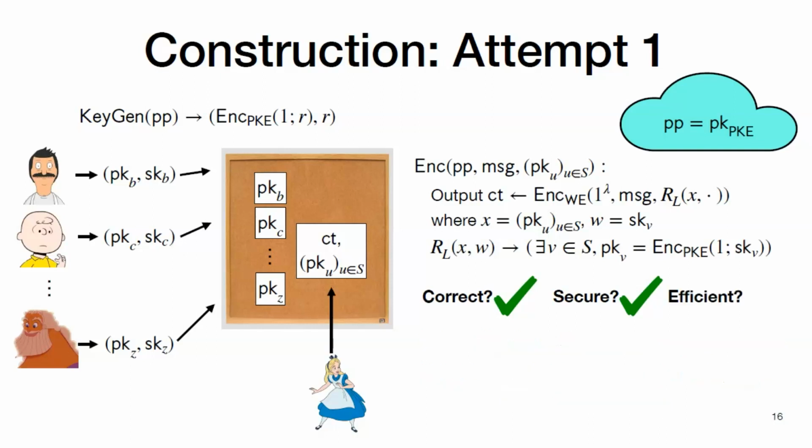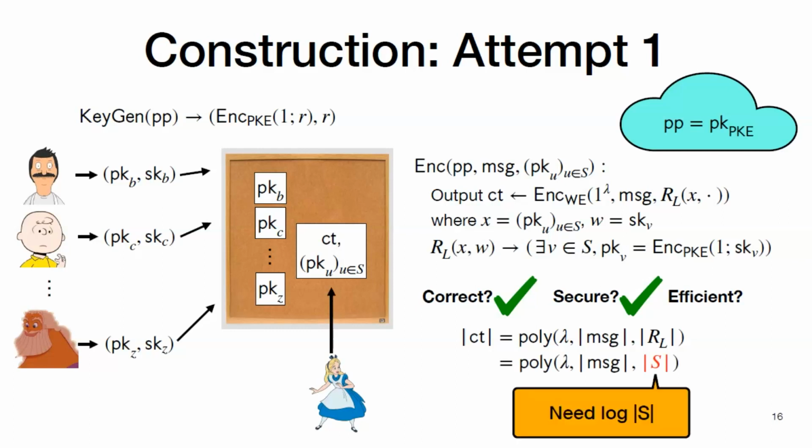Okay, so where's the issue? Well, the issue is in terms of efficiency. Basically, the size of the ciphertext depends on the size of the relation, and the relation consists of all the public keys, and so necessarily will depend on the size of the set. In contrast, for efficiency to be non-trivial for broadcast encryption, we want this to be sublinear or ideally logarithmic in the size of the set.